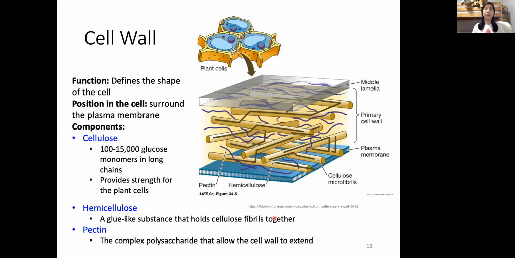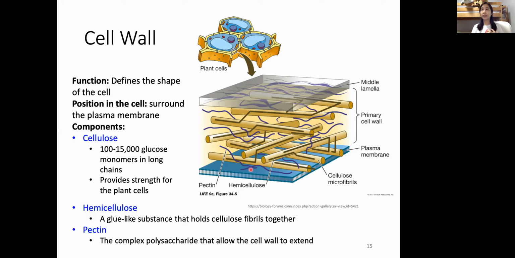The function of the cell wall is to define the shape of the cells. The position of the cell wall is surrounding the plasma membrane. The component of this, you can see right here, is cellulose, like the yellow rods. Cellulose is glucose molecules connected to each other, from 100 to 15,000 molecules in a long chain. Cellulose provides strength for the plant cells.